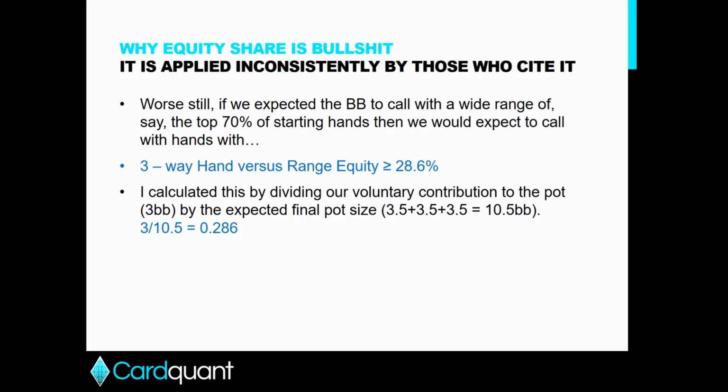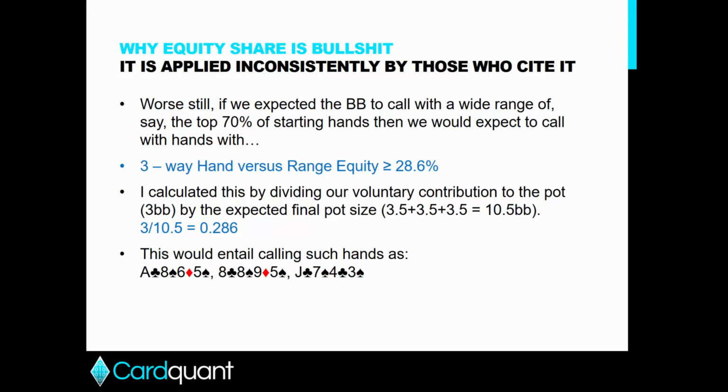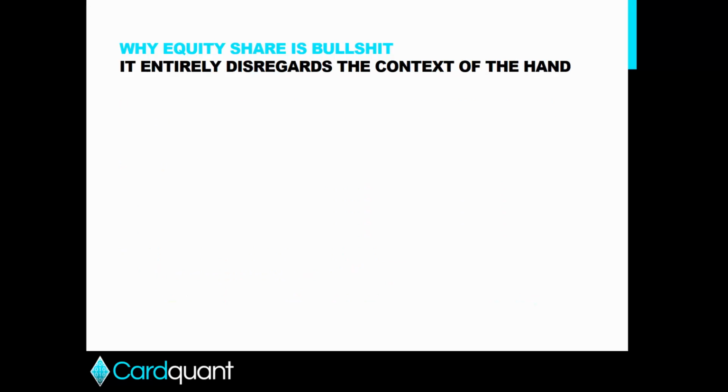So if you attempted to call with all of those hands, you would call hands like Ace 8-6-5 suited to the 8, 9-8-8-5 suited to the 8, and Jack 7-4-3 double suited. This is not an experiment that I encourage you to try. I've introduced this to demonstrate that even people who believe, or at least think that they believe in the pot odds / equity share basis for their calls, don't actually apply it in every situation in practice.